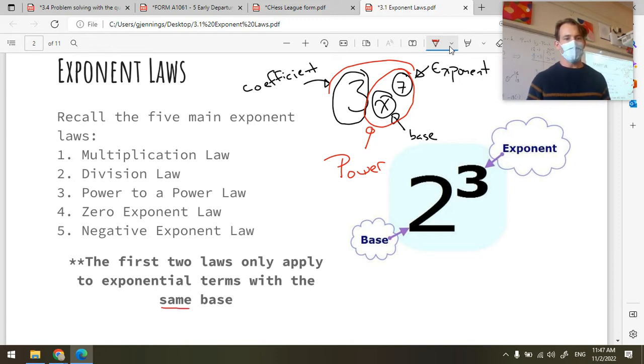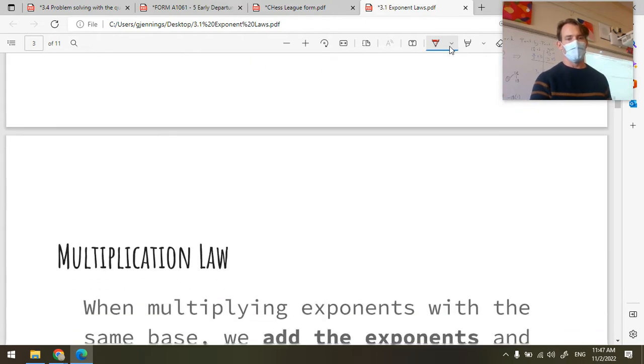We particularly want to know about the idea of having the same base for these types of laws. A mistake that people might make is applying these laws when we don't have the same base. You have to have the same base to use these laws. What are the laws? Let's take a look.